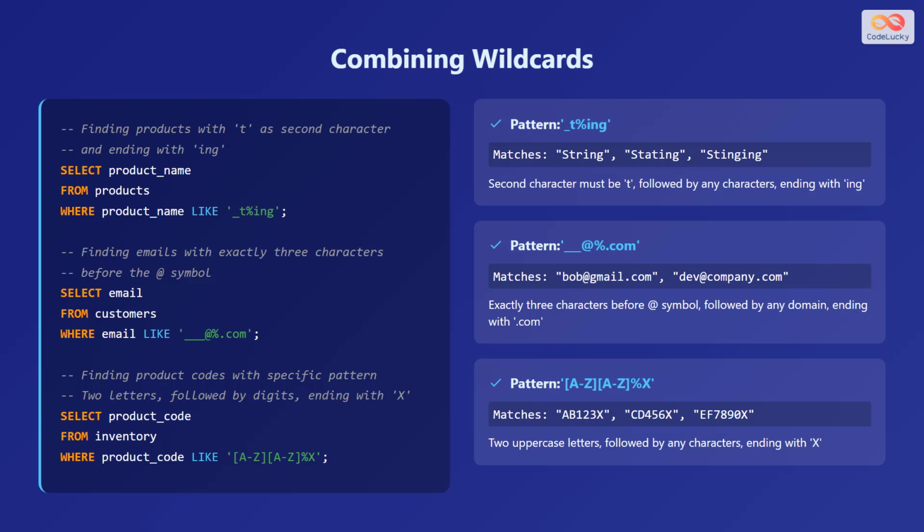Finally, if you want to find product codes with a specific pattern, for example, 2 letters, followed by digits, ending with X, the query would be: select product_code from inventory where product_code like '[A-Z][A-Z]%X'. This will match AB123X, CD456X, and EF7890X.